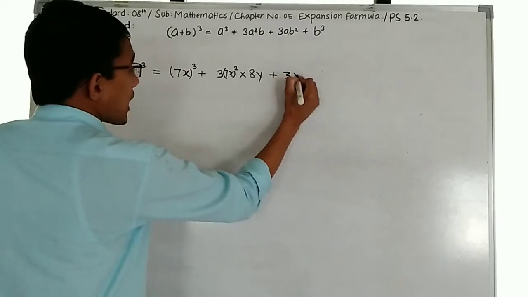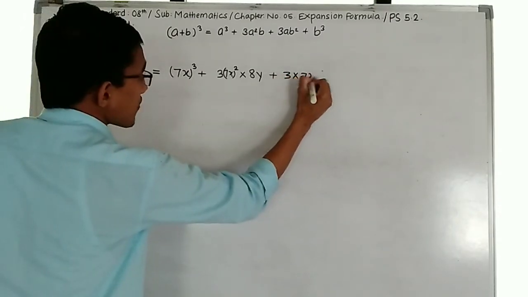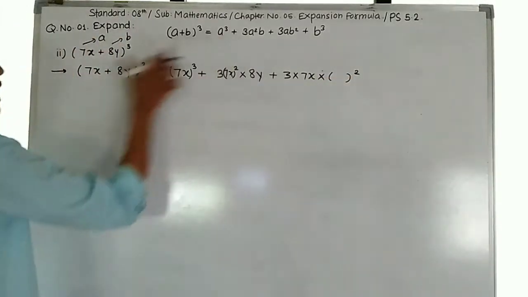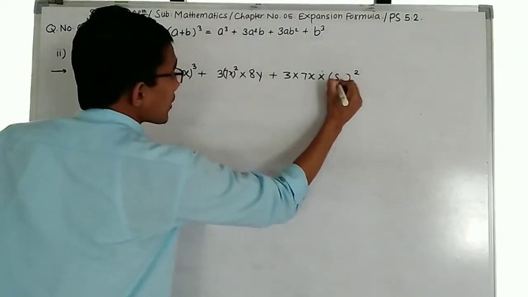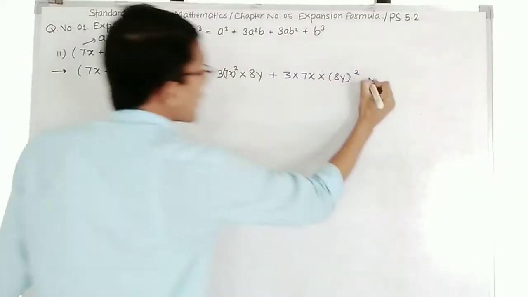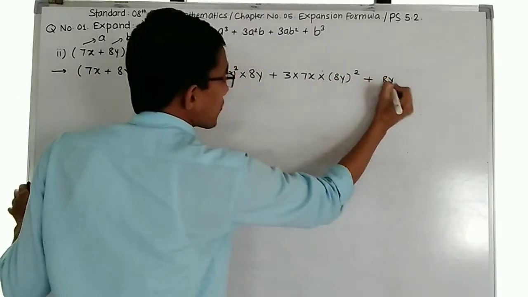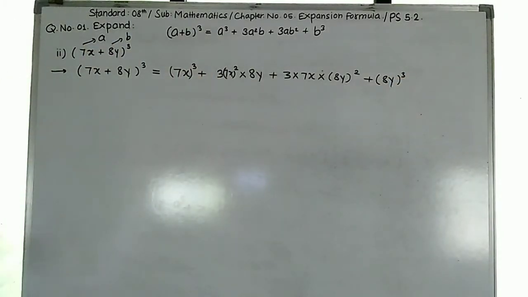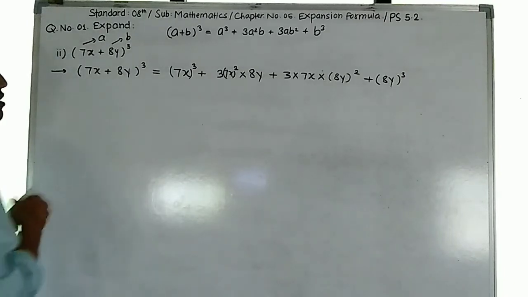Now a is 7x, so we took 7x. Now b is 8y, so we took 8y here. Okay, plus again 8y raised to 3. Now we have got (7x) cubed plus 3 into (7x) squared into 8y plus 3 into 7x into (8y) squared plus (8y) cubed. Okay, so we are going to simplify it.